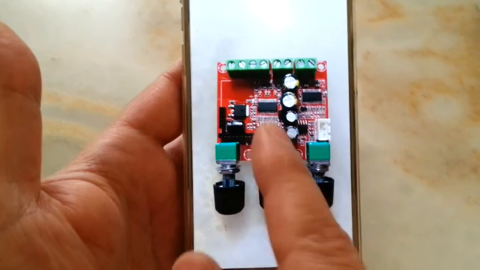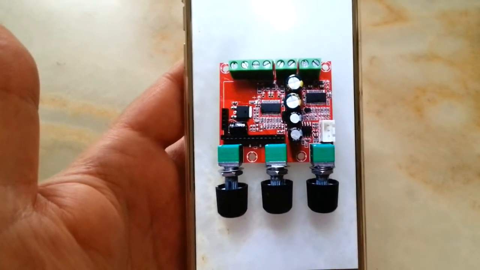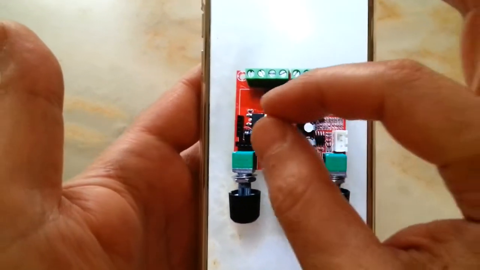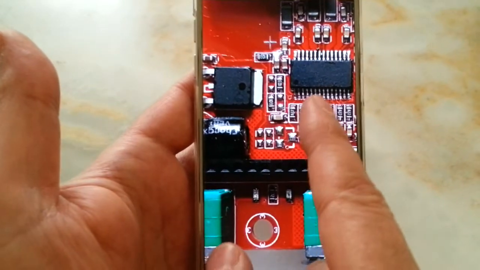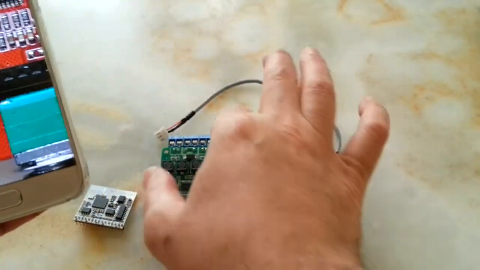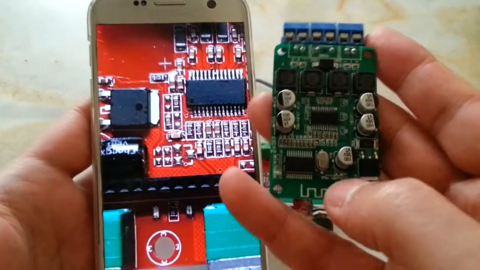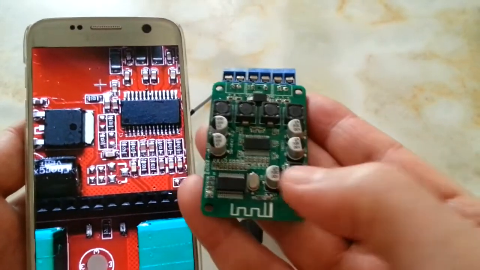And then this is when you remove the Bluetooth. This is exactly the same as this amplifier.